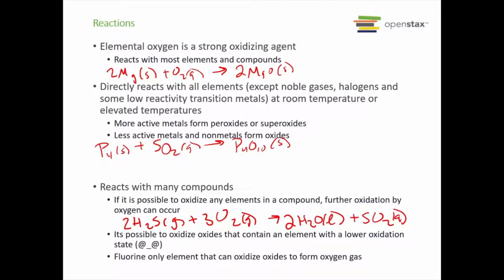And I've got a couple interesting sentences here. It is possible to oxidize oxides that contain an element with a lower oxidation state. So if it has an element that has a lower oxidation state than oxygen in your oxide, you can oxidize that oxide potentially. Fluorine is the only element that can oxidize oxides to form oxygen gas, because fluorine is the only element that's more electronegative than oxygen.